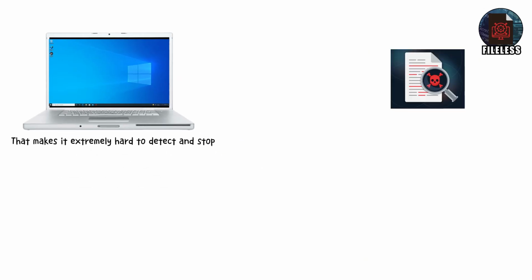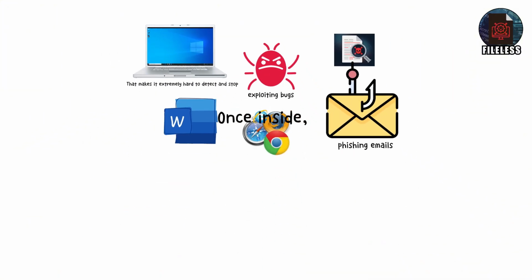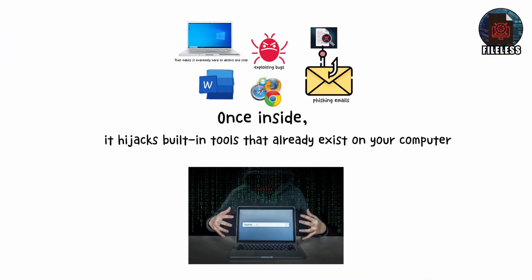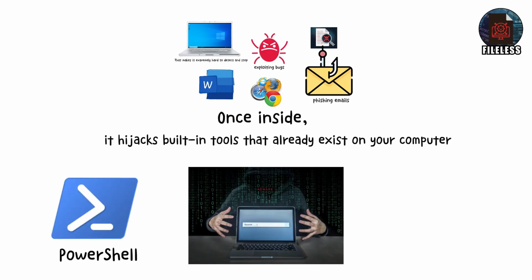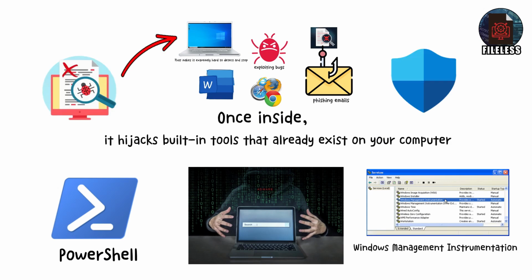Fileless malware often enters through phishing emails or by exploiting bugs in common software like web browsers or Word documents. Once inside, it hijacks built-in tools that already exist on your computer, like PowerShell or Windows Management Instrumentation, to execute its attack. Because it blends in with normal system processes, traditional security programs rarely notice anything suspicious.